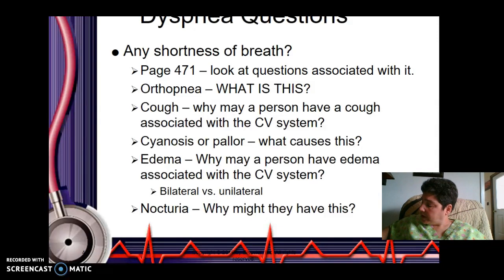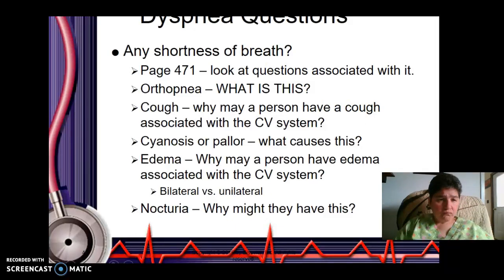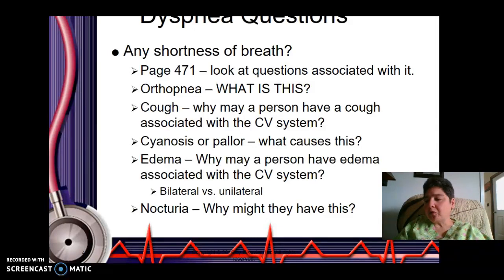Sorry about that. I was looking at the wrong page and I wanted to make sure I had the right page number for you. So if you look at page 472, towards the bottom in the blue column, talking about rationale, it talks about bilateral versus unilateral edema.